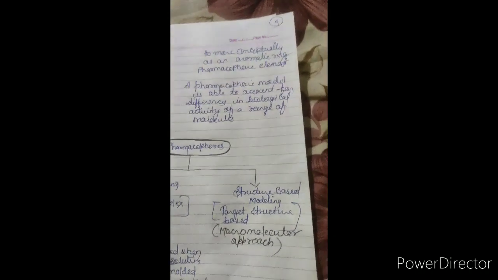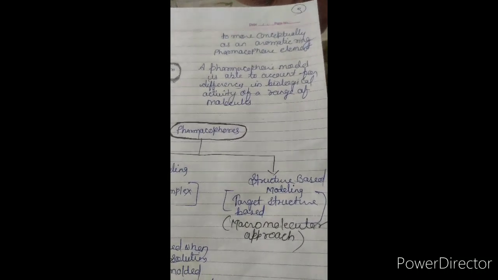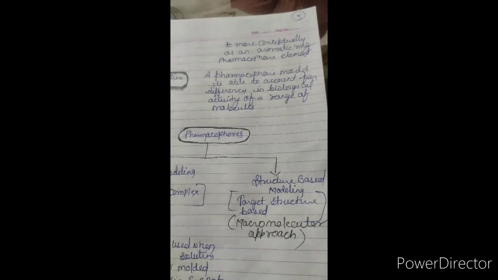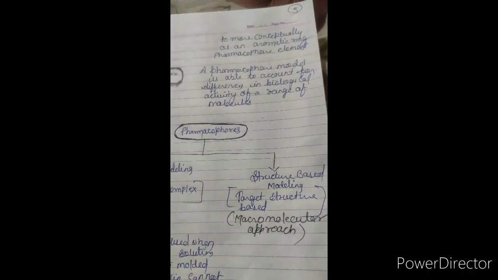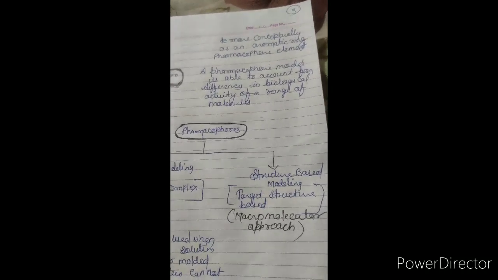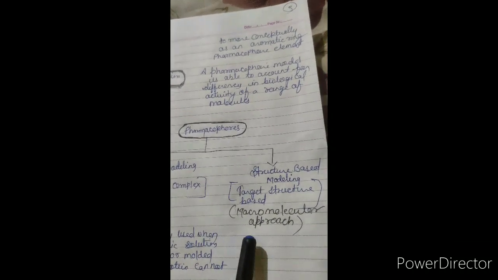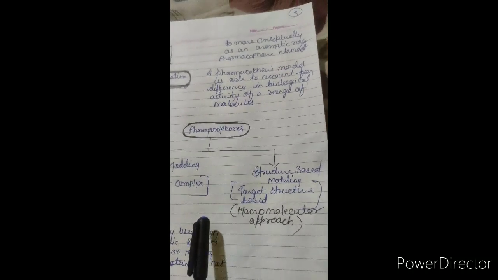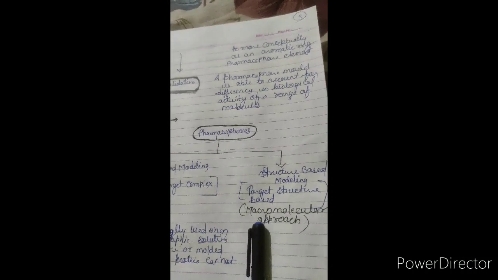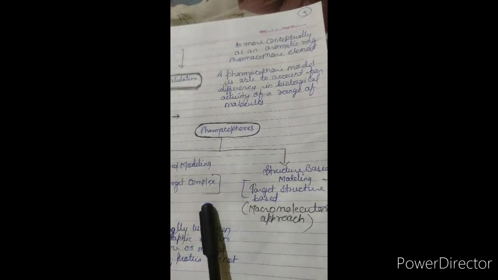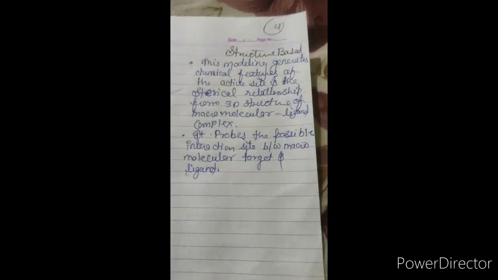Another modeling is structure based pharmacophore modeling. Generally this is known as target structure based. Here we are considering totally the receptor structure, or we can say the proteinous structure. That's why this approach is known as the macromolecular approach. If we compare ligand to protein or receptor, then the protein or receptor molecule is macro as compared to the ligand. So it is also known as the macromolecular approach.